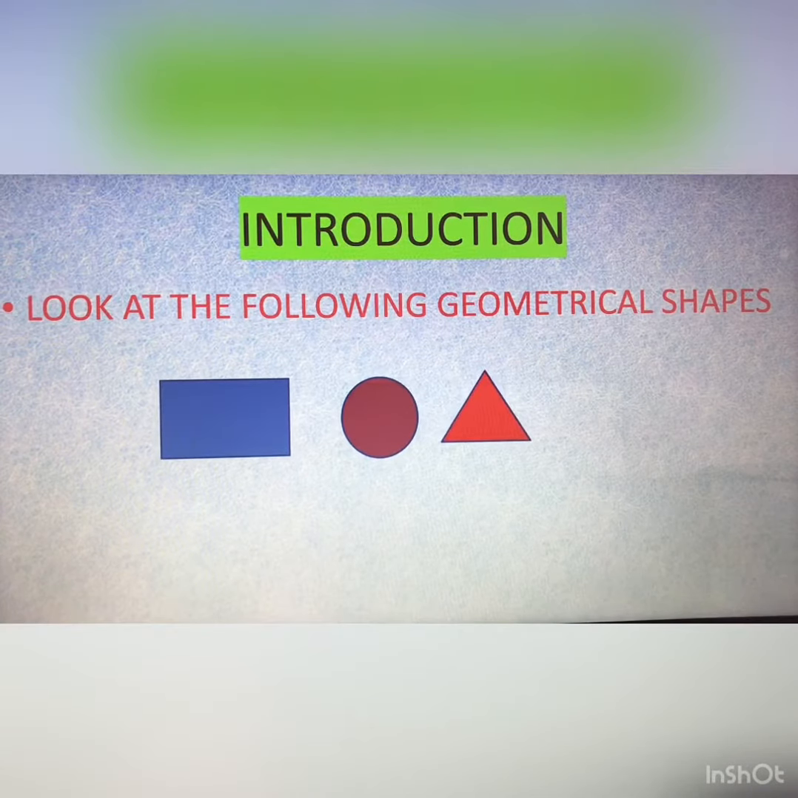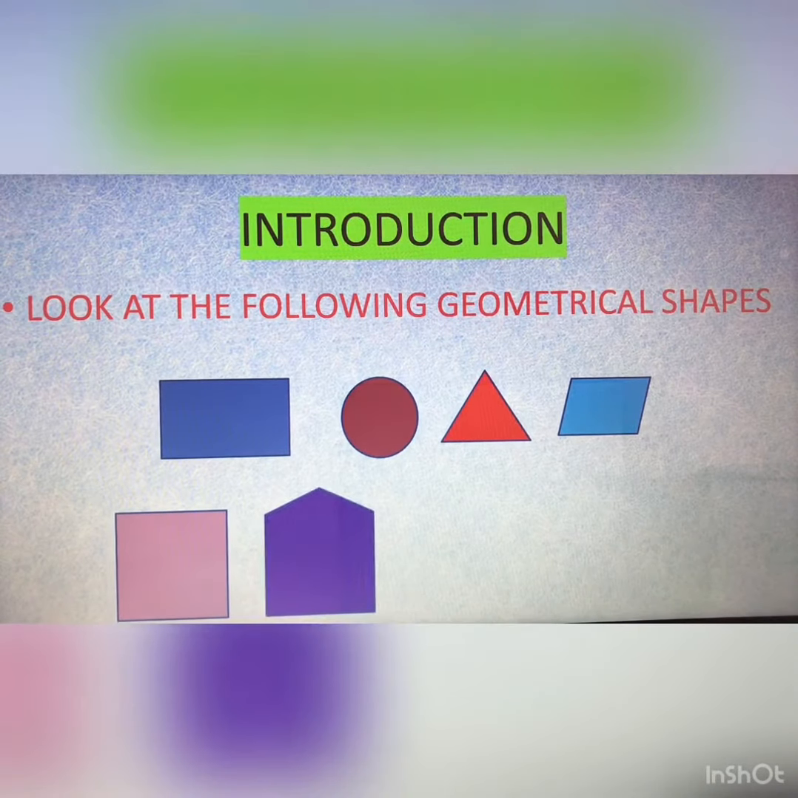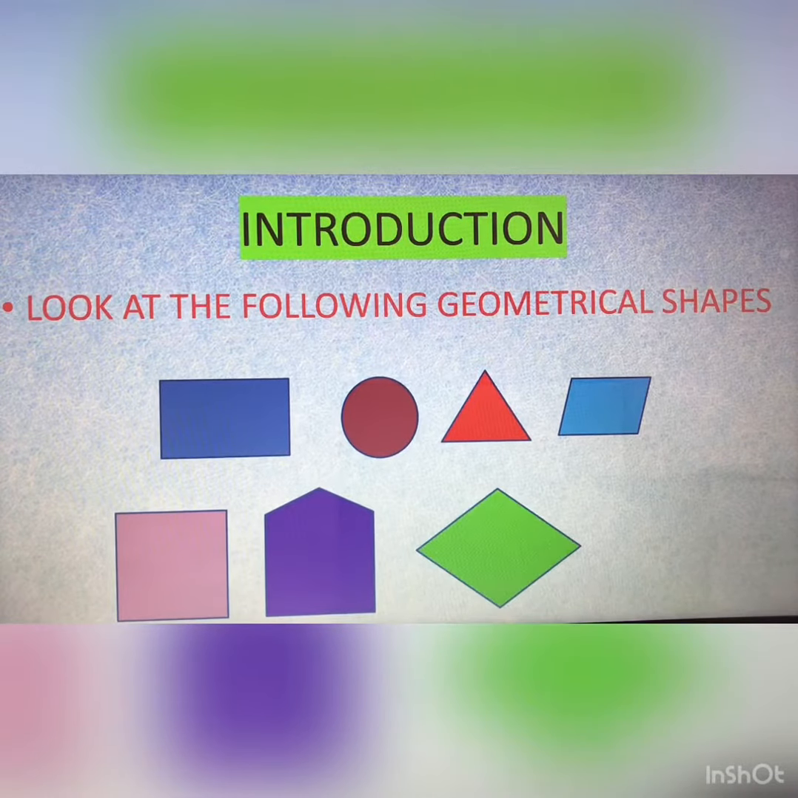And tell me about this. Yes, of course, this is a triangle and this is a parallelogram. And about this shape, this is a square, and this one is a pentagon. And after that, this one is a rhombus. So these are two-dimensional shapes, in which we will read about the perimeter and areas of these geometrical shapes.